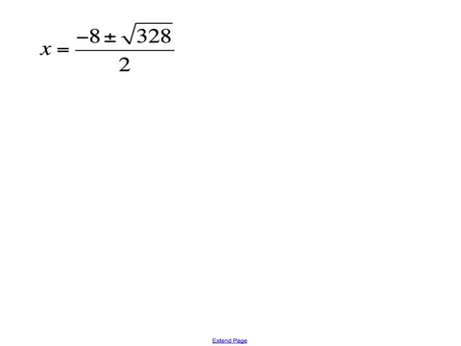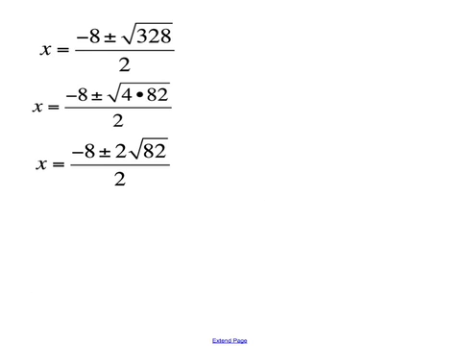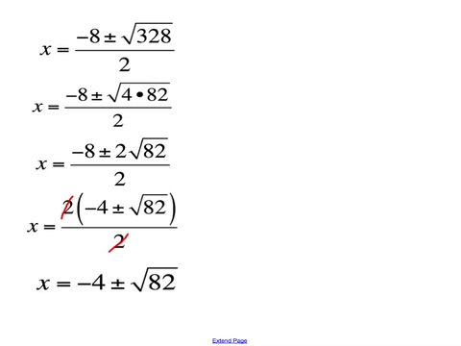And we're looking to see if there's a perfect square that goes into 328. And there is. It's 4. So 4 times 82 makes 328. And since the square root of 4 is 2, we'll take the 2 out of the radical symbol. And now we can factor a 2 from the negative 8 and the 2 root 82 as shown. And then the 2's mark out. And we're left with an exact solution that x is negative 4 plus or minus the square root of 82.